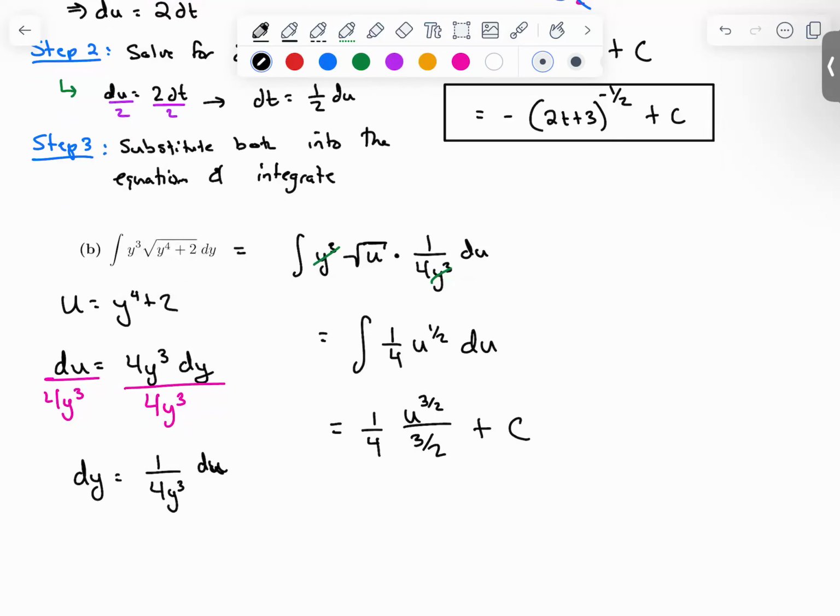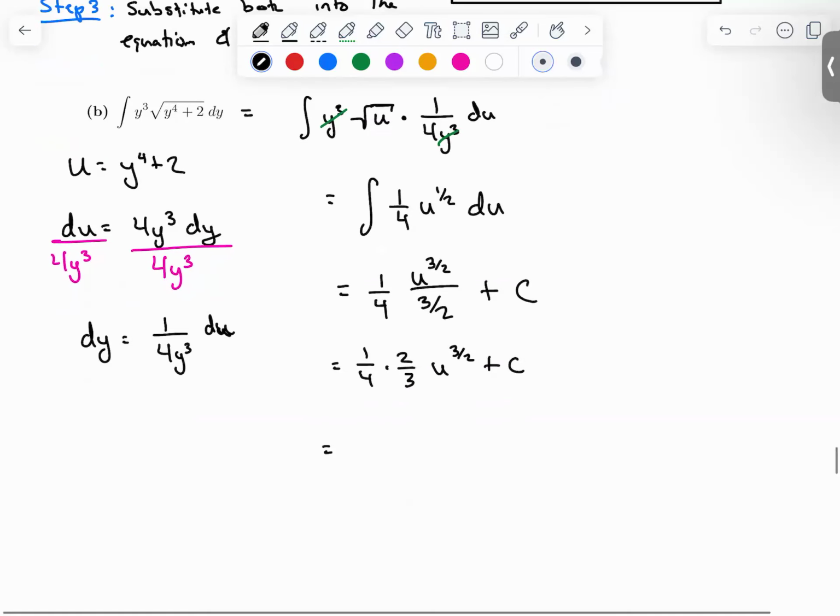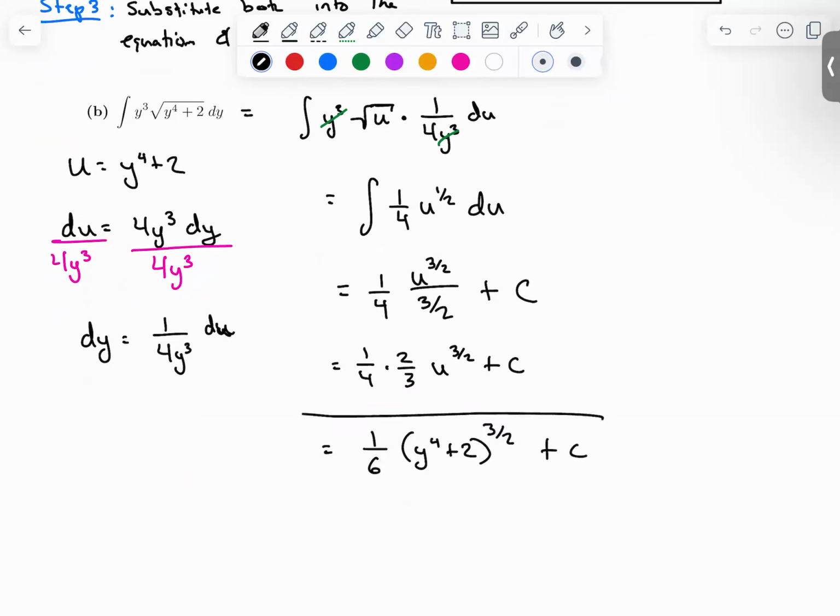But dividing by a fraction is the same thing as flipping and multiplying. So this is really 1/4 times 2/3 u to the 3/2 plus c. And at the end of the day, that would be 1/6 times u, which is y to the 4th plus 2, to the 3/2 power plus a constant c. Any questions on that one?